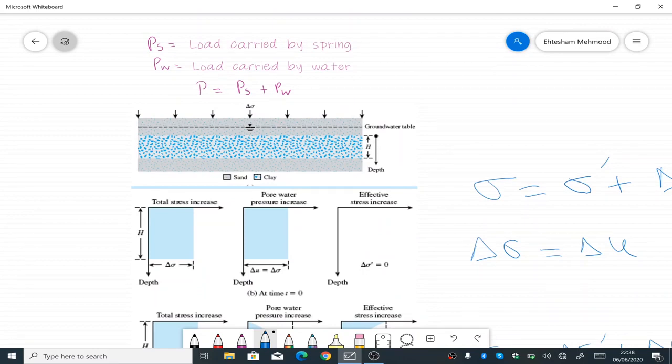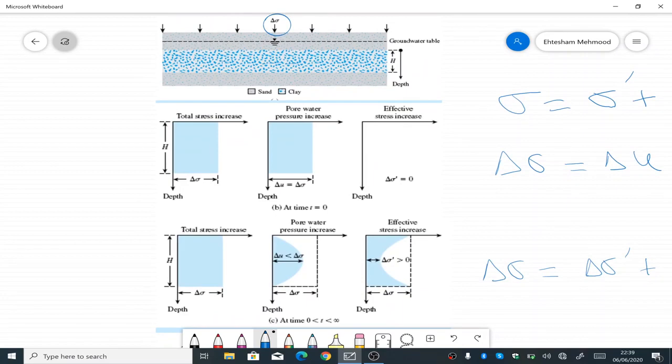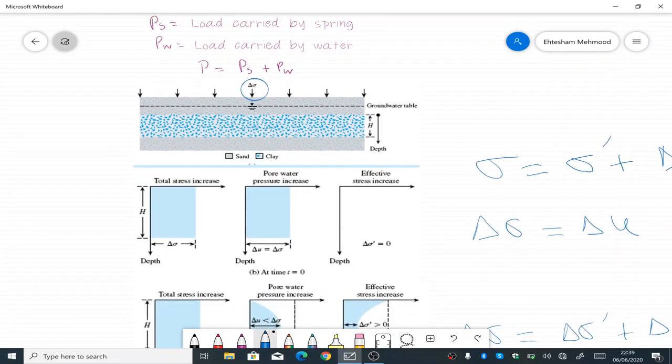Now if we consider an actual field condition where there is a clay, indicated by these blue dots and gray background, this is a saturated clay specimen and it is bounded by sand on top and the bottom. If we apply a differential stress of delta sigma on top of it, and we assume that the same amount of stress is reaching the clay center, the height of the clay is h. These graphs will help us understand the condition of the soil due to the application of the delta sigma stress with time.